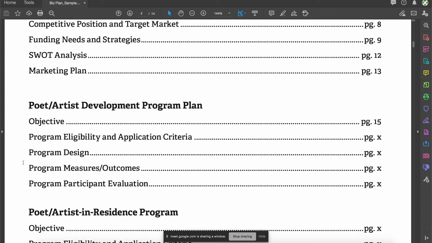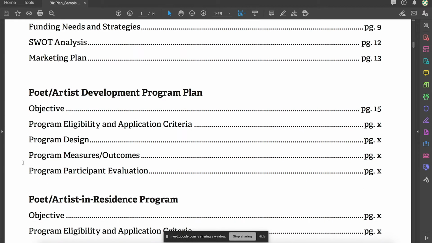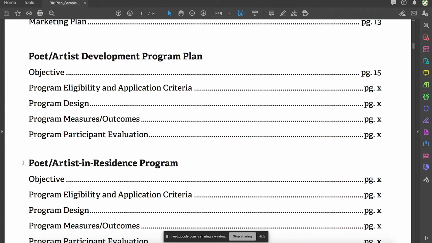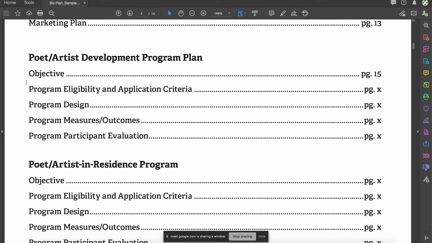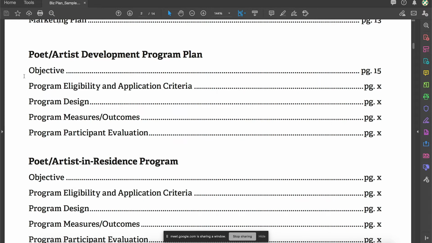Now, if you, as part of your business, are thinking you want to do workshops or that kind of thing, I also included here the basic outlines of the types of things that you'll need to write in a program plan, using obviously the DSTL Arts programs to give y'all an example. But these are not really included as part of the handout, but you'll have at least here the objective of the program, the program eligibility and application criteria, program design, program measures and outcomes, and then evaluation.